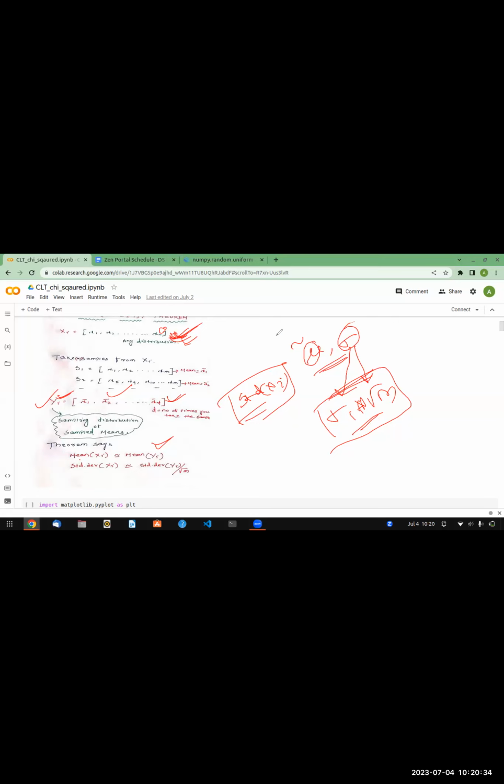So even if you don't know the distribution, you can say what the mean value and the standard deviation value are. The standard deviation here we are calculating as sigma into root m. Without knowing the sigma value, how do we multiply with that root of m?